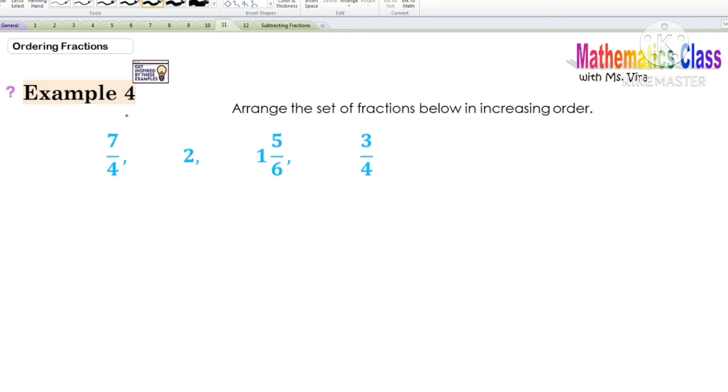Okay, let's see the last question, example number 4. Arrange the set of fractions below in increasing order. 7 quarters, 2 wholes, 1 whole 5 sixths, and 3 quarters. As you can see from all those fractions, 3 quarters is the only fraction that is less than 1 whole. So for sure, 3 quarters is the smallest fraction.